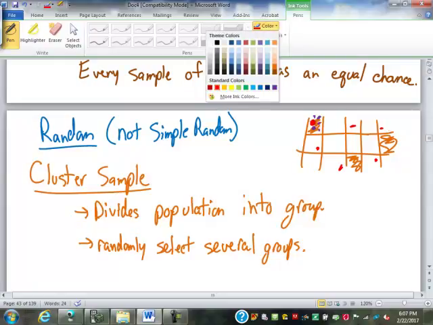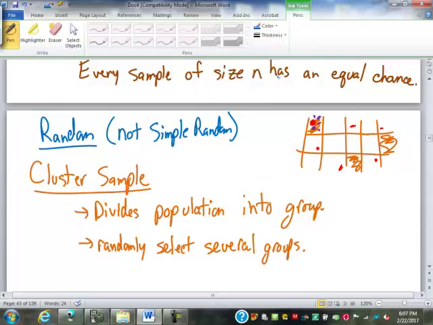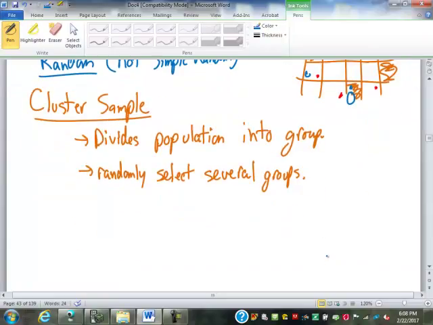Now again, that's random because every block in the city has an equal chance of being chosen. But it's not simple random because it's not possible to choose a sample that has one person from each block. Or it's not possible to choose a sample that has this person on that block but not the person next door to him. If you're on that block, your whole block is chosen or not chosen. So it is a random sample, but not a simple random sample. It is still valid.